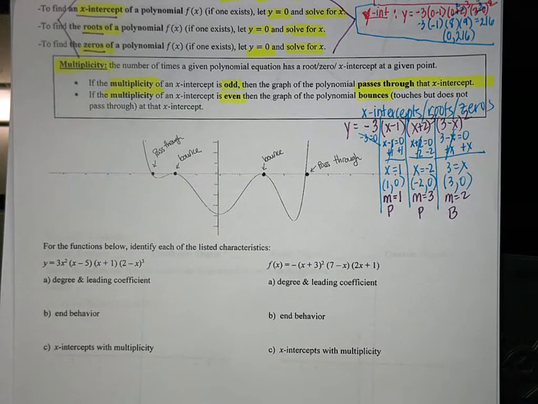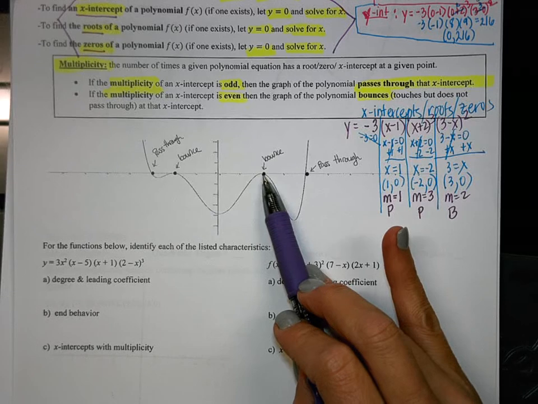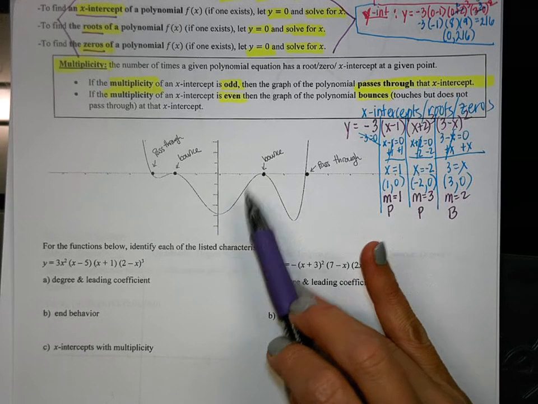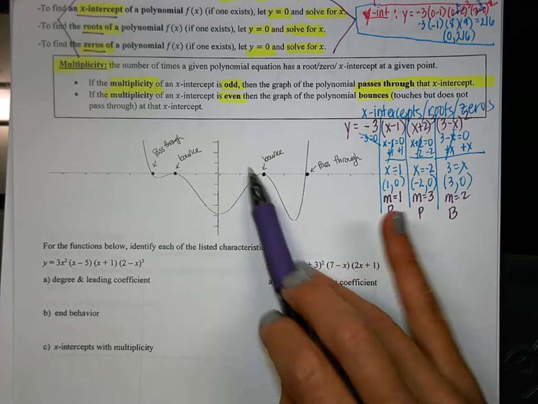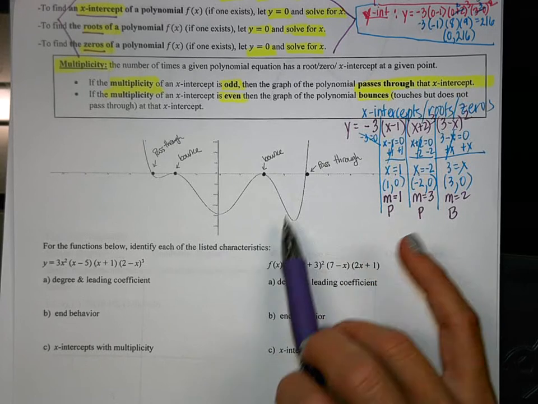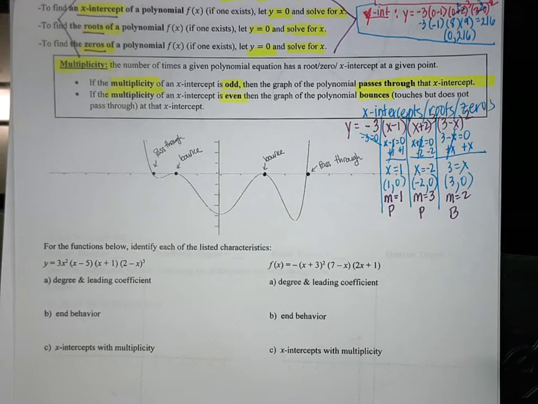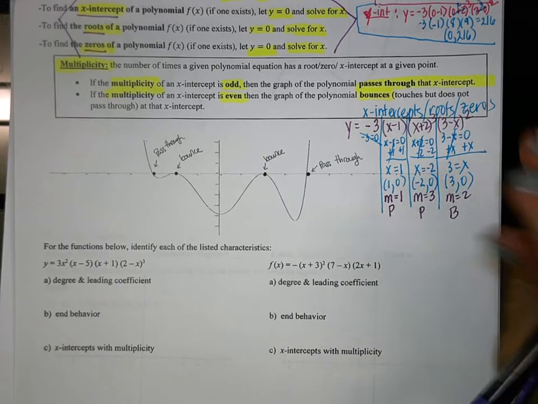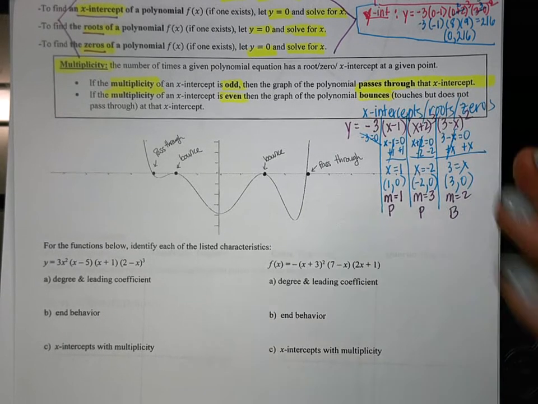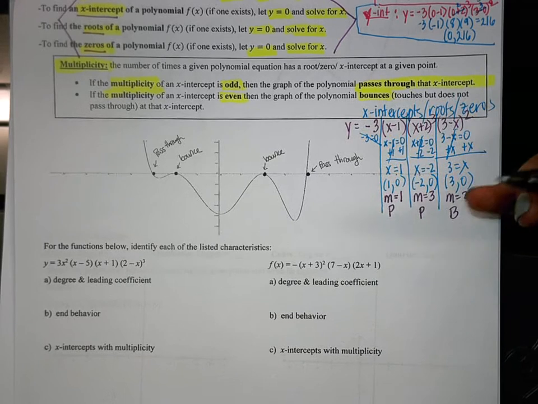Okay? Bouncing means it touches the point, but it doesn't actually go through the x-axis. So this is a bounce. It's almost like it makes a parabola, or it's just touching it and turning around. It makes a maximum or minimum value at a bounce. So all of this information is going to help us graph.